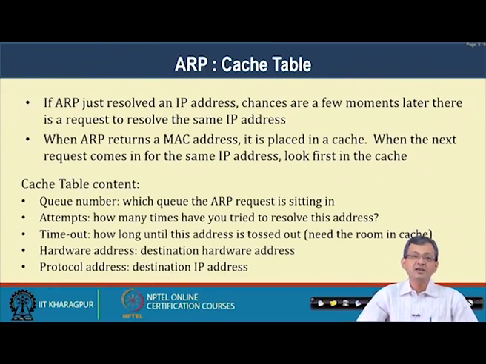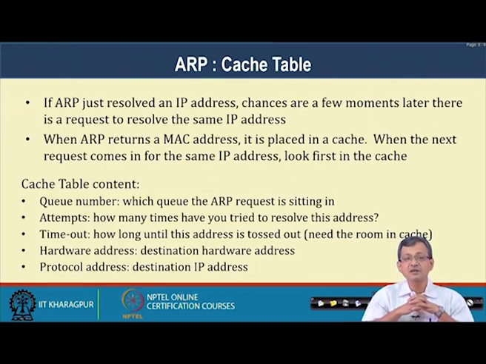So, the cache table: if ARP has just resolved an IP address, chances are that a few moments later there will be a request to resolve the same IP address. When ARP returns the MAC address, it is placed in the cache. When the next request comes for the same IP address, it looks at its cache and replies back. So, it saves time, saves network bandwidth, and so on and so forth.